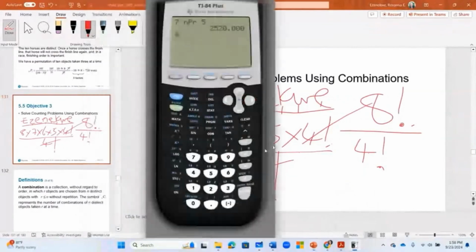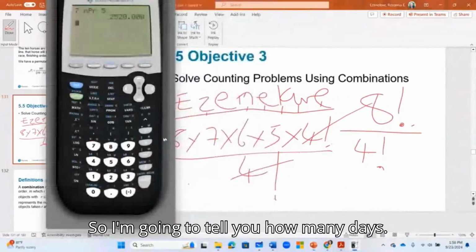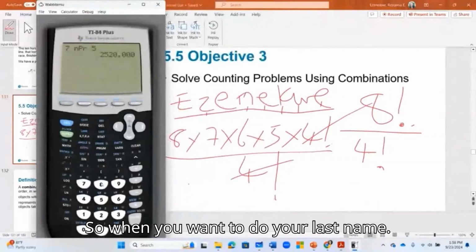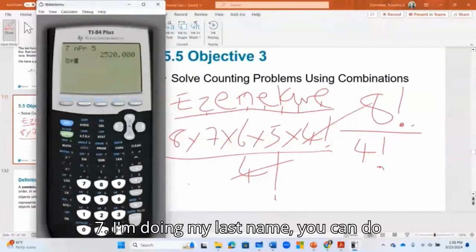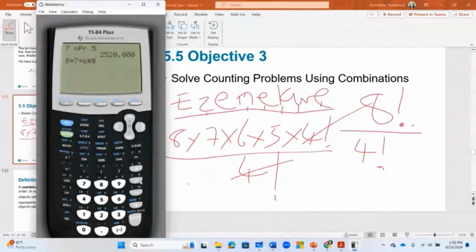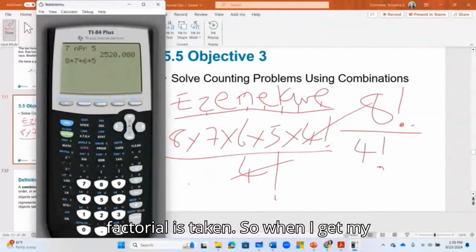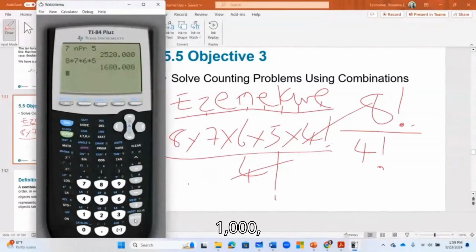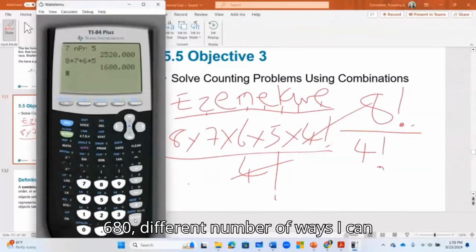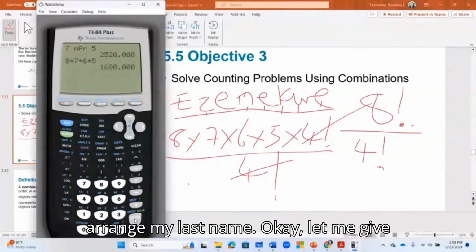So I'm going to tell you how many it is. When you want to do your last name, you do that. 8 multiplied by 7, times 6, times 5. 4 factorial is taken out. So when I get my answer, we say a whopping 1,680 different ways I can arrange my last name.